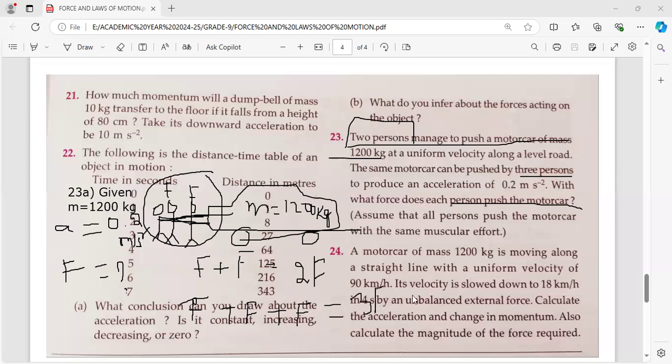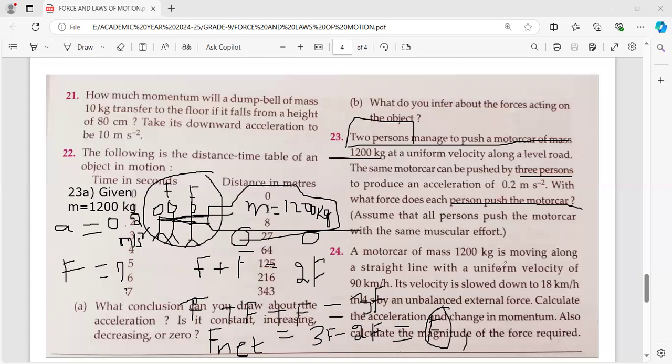Now I need the net force. What is the net force acting on it? F net is equal to 3F minus 2F, which is equal to F. So this F value we need to find out. So what is the formula for force? After this, you need to write down step by step.